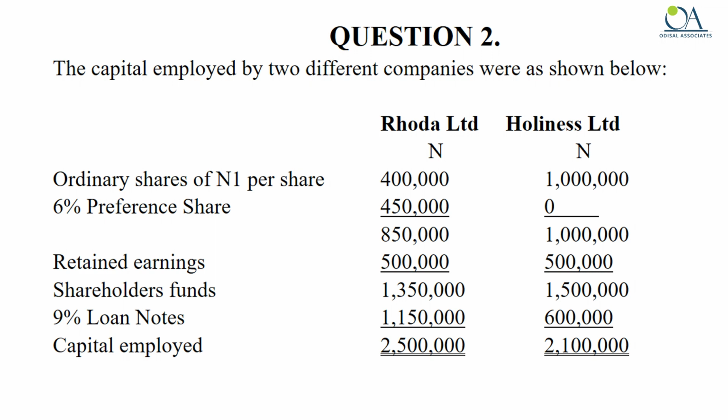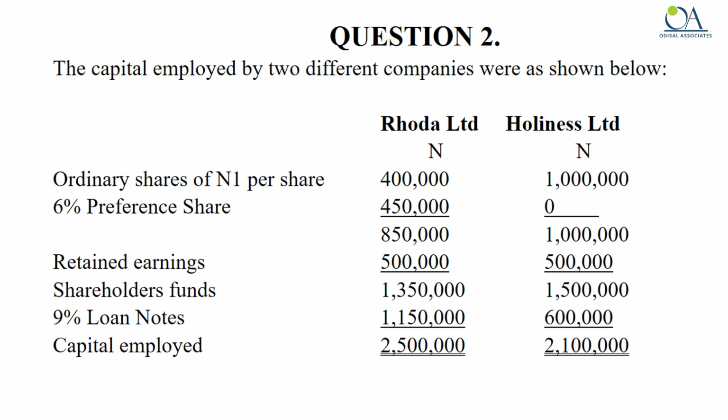6% preference share, 450,000 for Rhoda Limited, 0 Naira for Holiness Limited. Total, 850,000 for Rhoda Limited and 1 million for Holiness. Retained earnings, 500,000 for each of the companies. Shareholders' funds, 1,350,000 for Rhoda and 1,500,000 for Holiness.